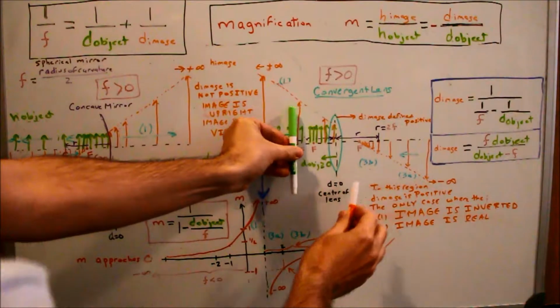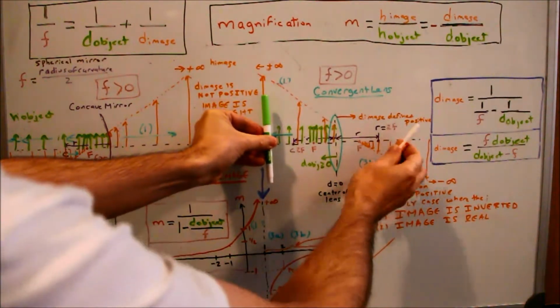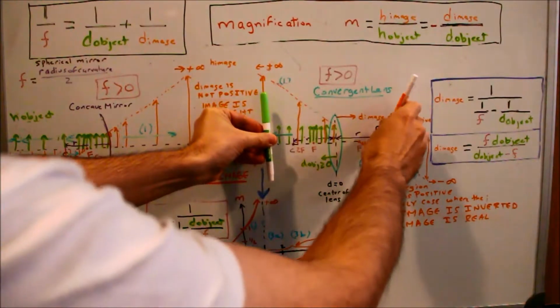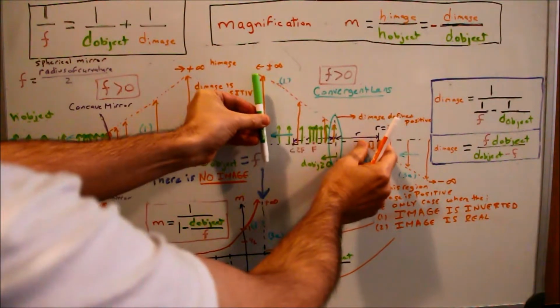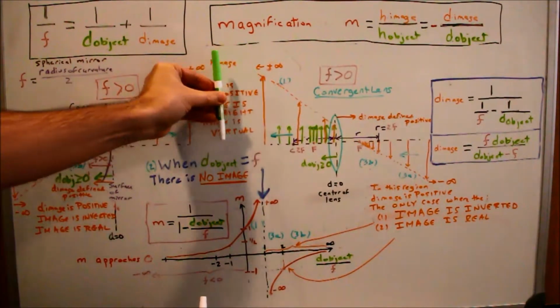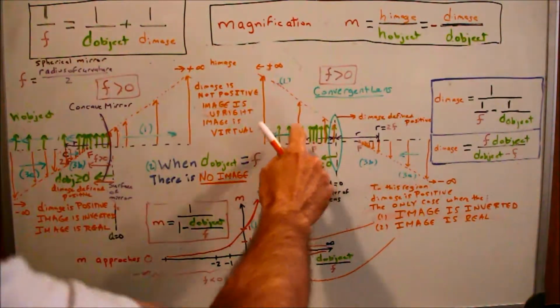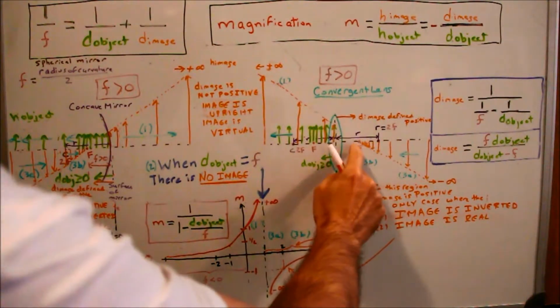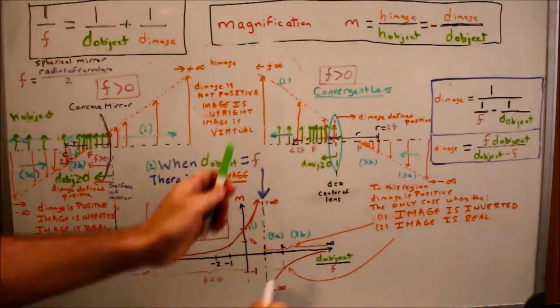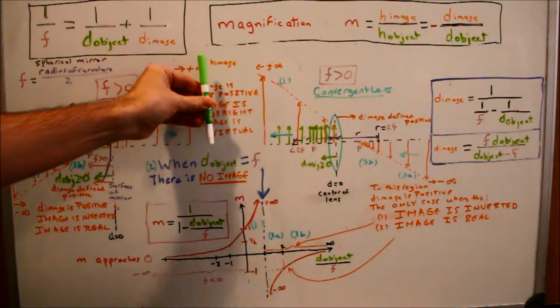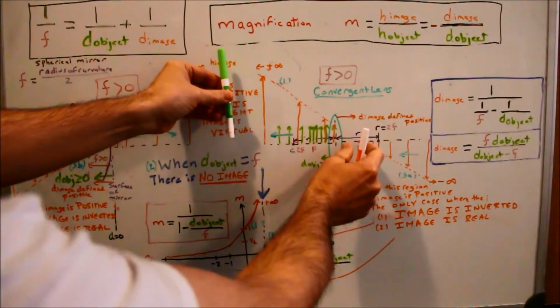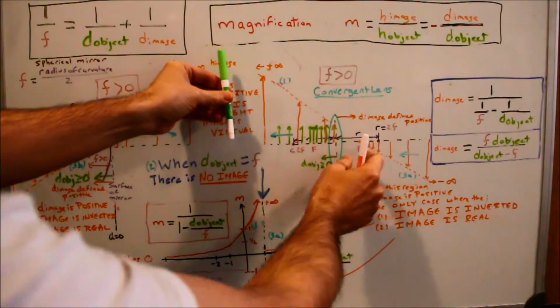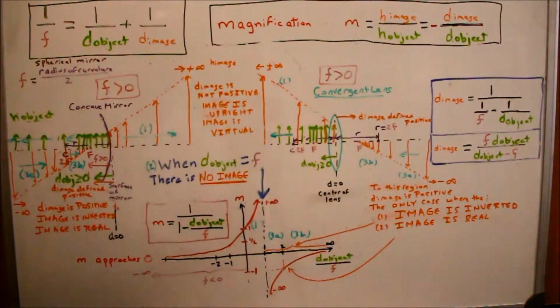And then as I start to move my object farther and farther away, my image starts getting smaller and smaller. It's always still inverted, but it's getting smaller, and this distance traveled is getting smaller, until eventually I get my object out at infinity. And as I'd expect, as I put my object towards infinity, my image starts to become very, very small, and its position starts to approach the focal length. And so I'm now going along this part of the curve.